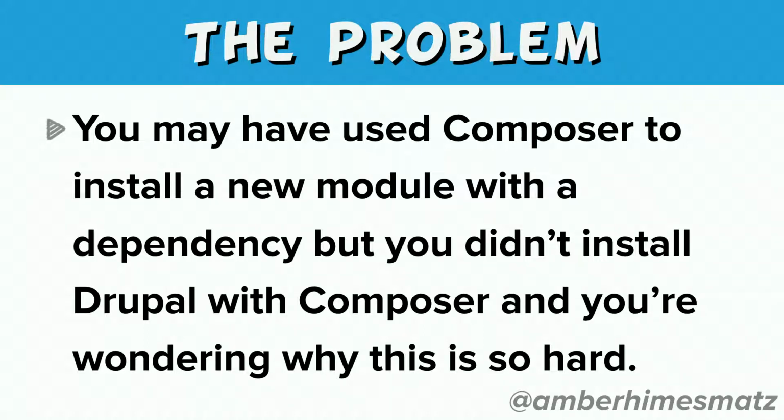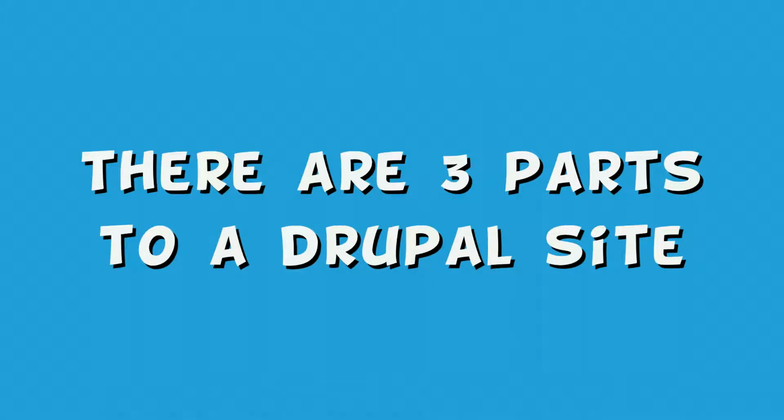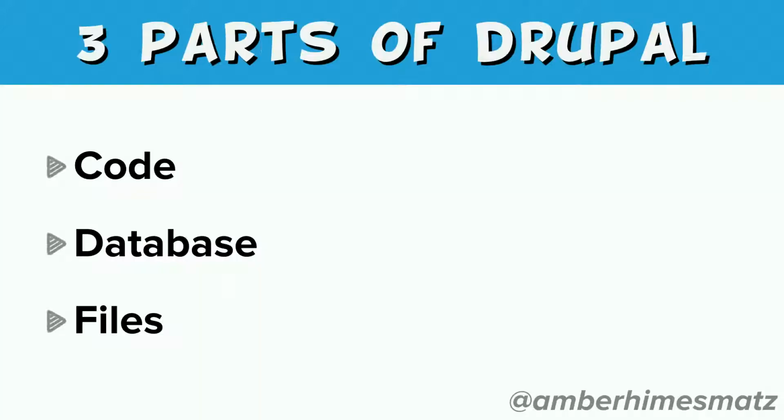So this is the problem that you may have already run into. You may be wondering what's going on, and this is kind of the sticky situation. But even if you haven't run into this particular problem, you still will have a process by the end that should work in a number of different scenarios. Okay, so when we're talking about updating, we should know that there are 3 parts of a Drupal site. We have our code base, we have our database, and we have our files.